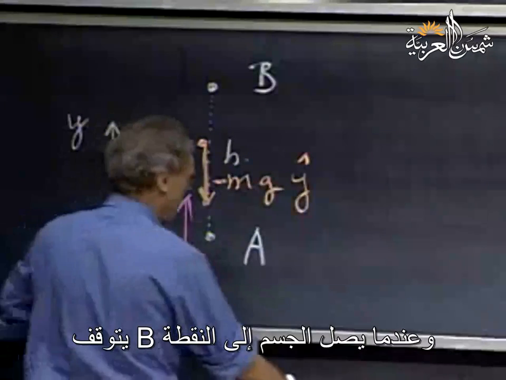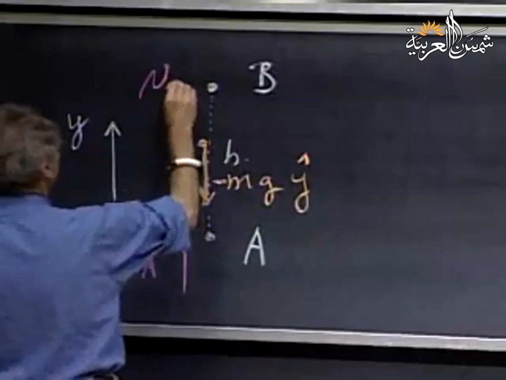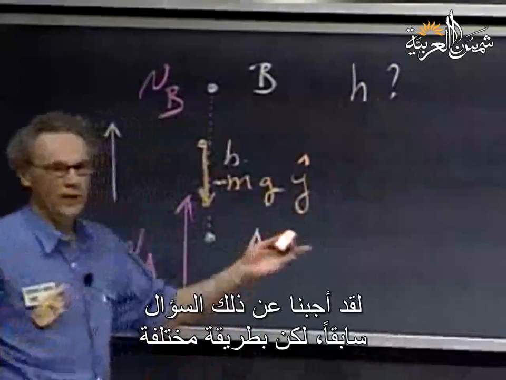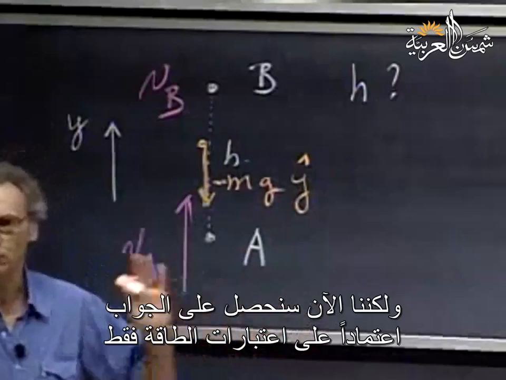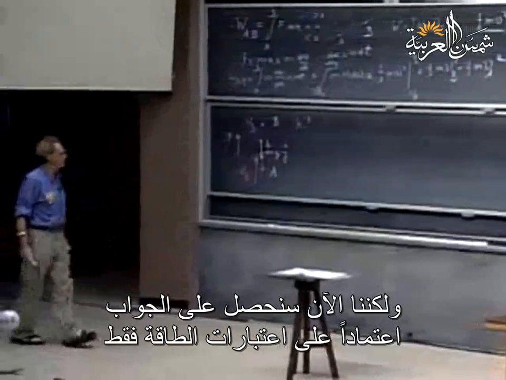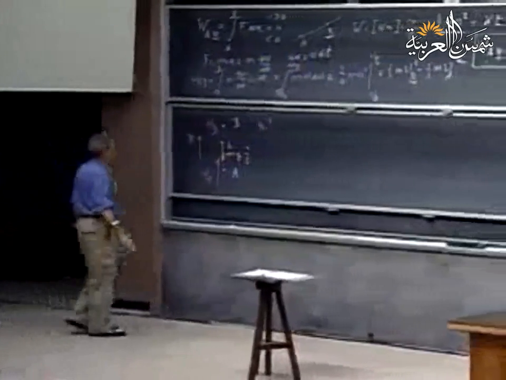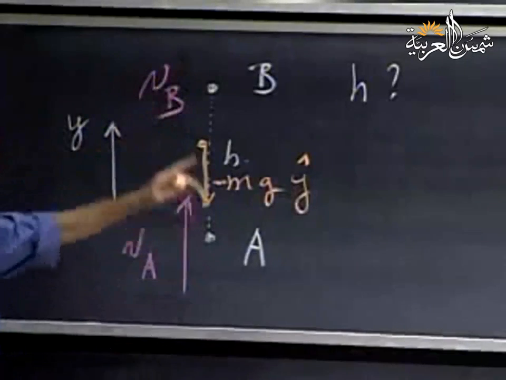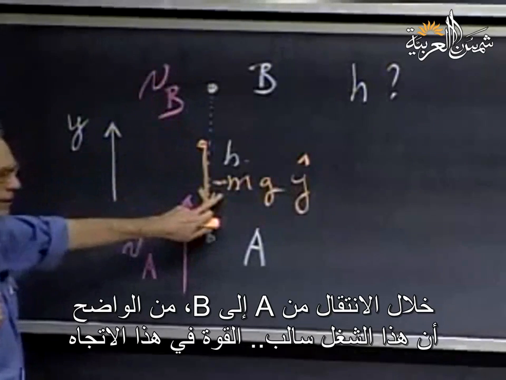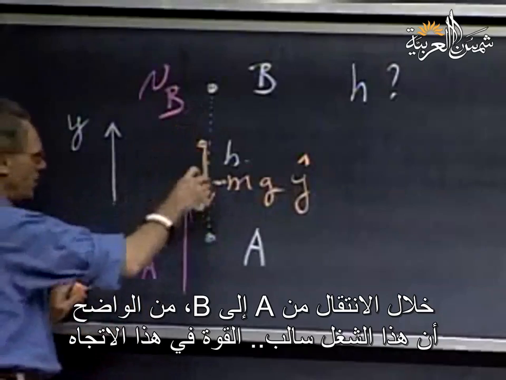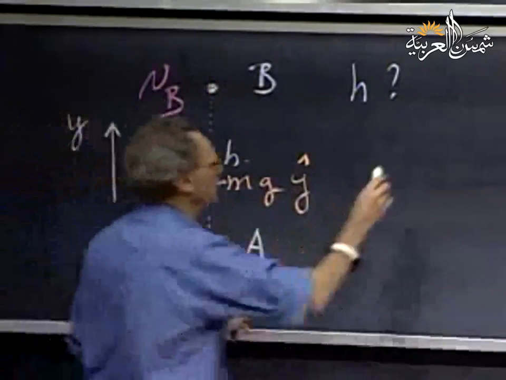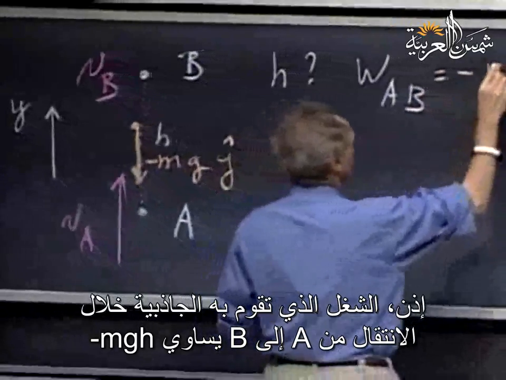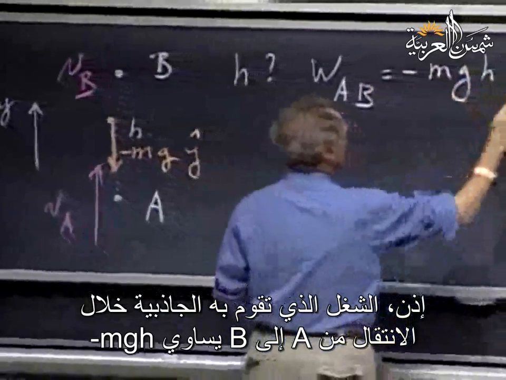When it reaches point B, it comes to a halt, and I'm going to ask you now, what is the value of h? We've done that in the past in a different way. Now we will do it purely based on energy considerations. So, I can write down that the work that gravity is doing in going from A to B is clearly negative. The force is in this direction and the motion is in this direction. So the work that gravity is doing in going from A to B equals minus mgh.